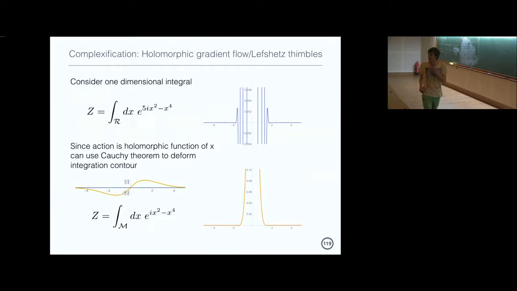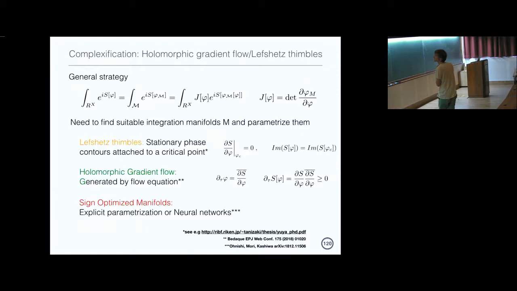Now, that sounds all very nice. So what is the general strategy here? The general strategy in this kind of approach of complexification would be to say, well, I have this horrible integral on R to the power x, where x is however often I have discretized my thing. And so what I want is for the integrand to be holomorphic, or to find a holomorphic function of all variables. Then I could rewrite this as an integration over a deformed manifold in the complex plane, and I could do this integral.